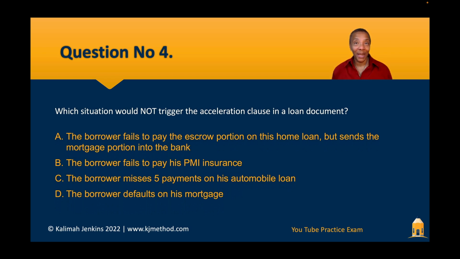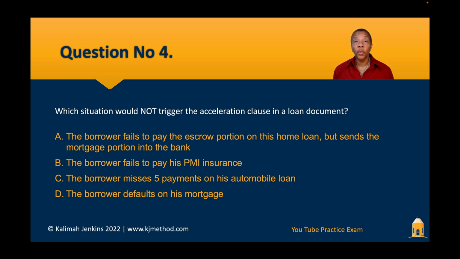If you remember, you got that private mortgage insurance sometime, you failed to pay it. The borrower misses 5 payments on his automobile loan, and then the borrower defaults on the mortgage. You don't pay the mortgage. So which one do you think would trigger the acceleration clause in the loan document? Well, hopefully you were able to pick this one out relatively quickly also.